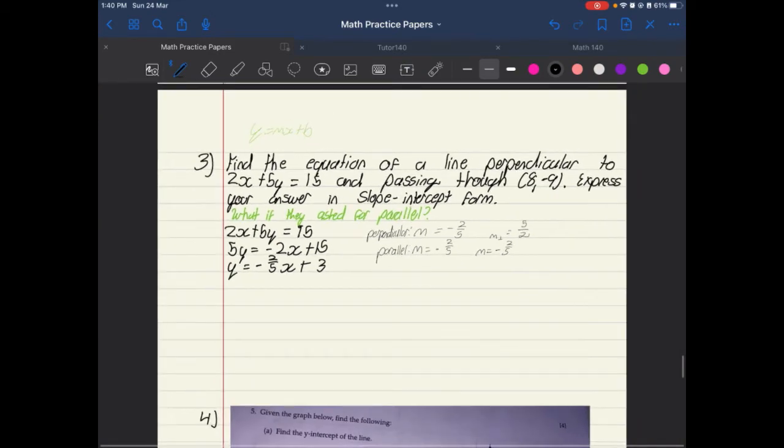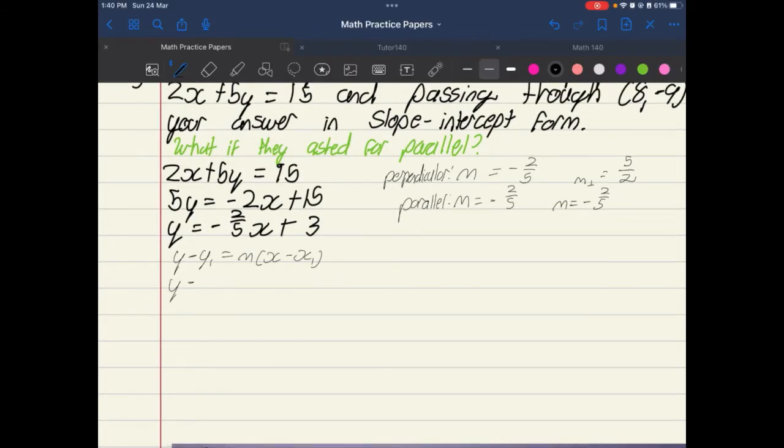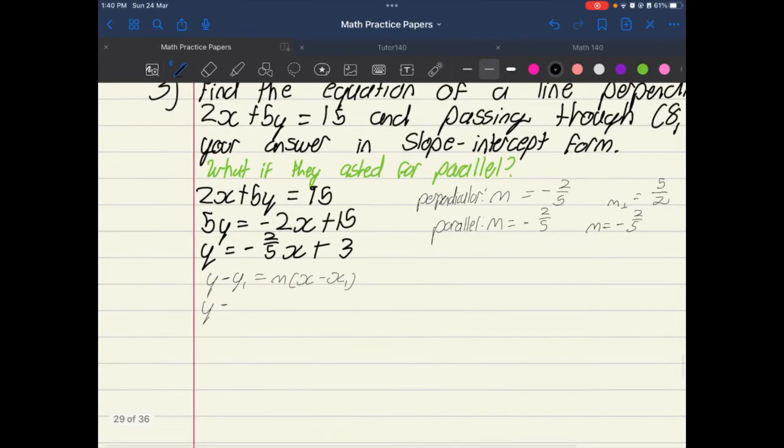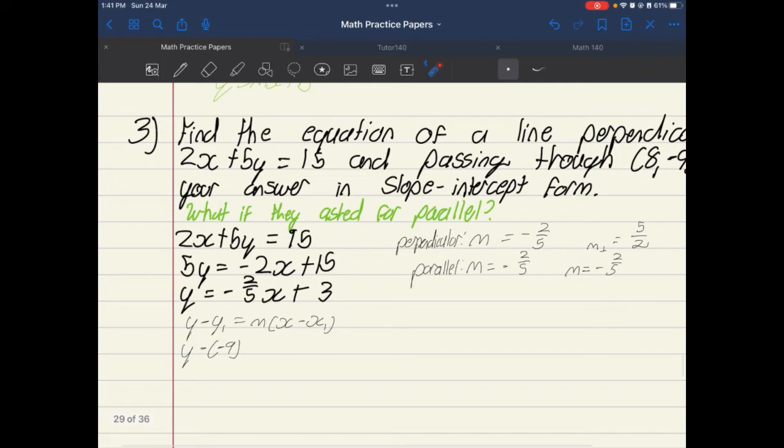Okay, so to finish this, we have passing through point 8, negative 9. To do that, we need the point slope formula. So that's y minus y1 equals m, x minus x1. Now we substitute. Y1 is negative 9, so open bracket negative 9. Please put it in brackets if it is negative. You cannot just forego or not use this negative. You have to put it in brackets and say negative 9.